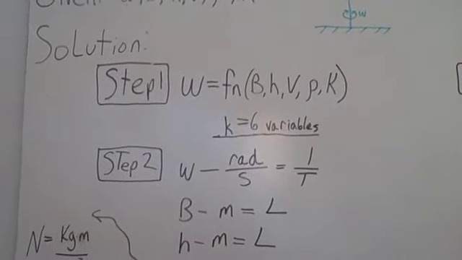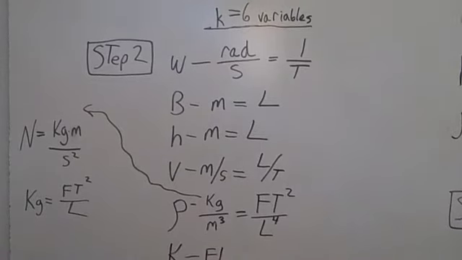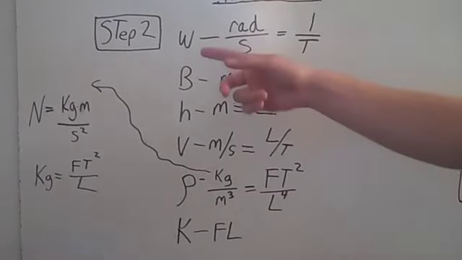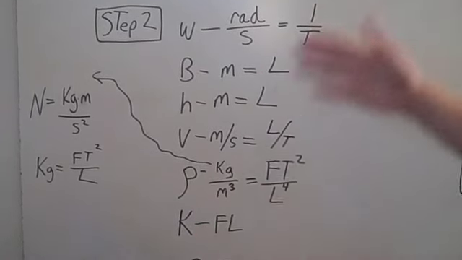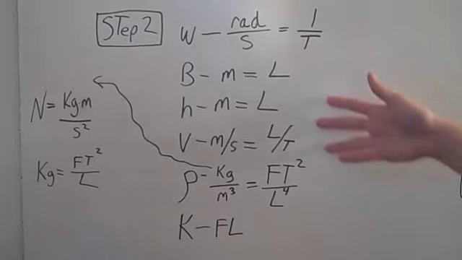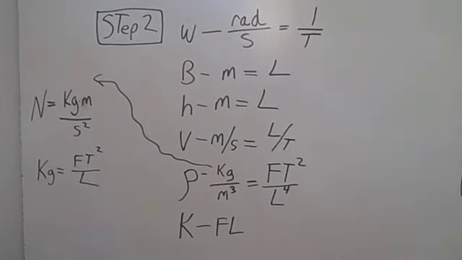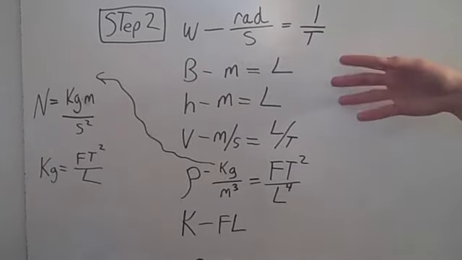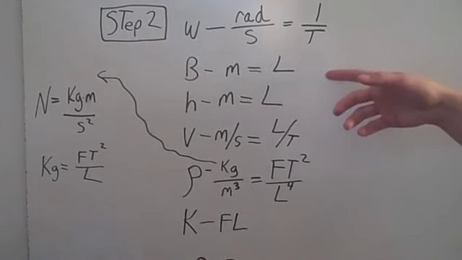Step 2. Express each of those variables in terms of basic dimensions and count the total number of dimensions. In this step, you list each of the 6 variables we had previously defined, and you find the dimensions of them. You can either have the choice of doing an MTL system or an FTL system. In this example, since we were already given k as force times length, we chose FTL.